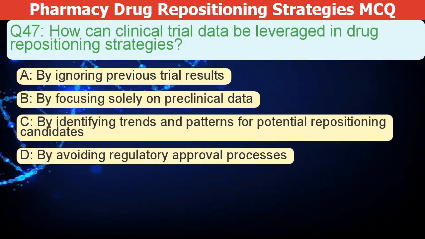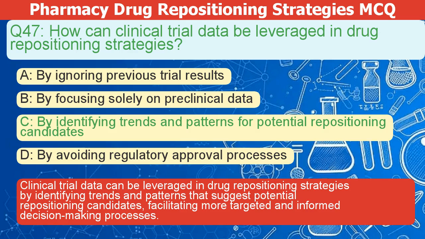How can clinical trial data be leveraged in drug repositioning strategies? A. By ignoring previous trial results. B. By focusing solely on preclinical data. C. By identifying trends and patterns for potential repositioning candidates. D. By avoiding regulatory approval processes. The correct answer is C. Clinical trial data can be leveraged in drug repositioning strategies by identifying trends and patterns that suggest potential repositioning candidates, facilitating more targeted and informed decision-making processes.